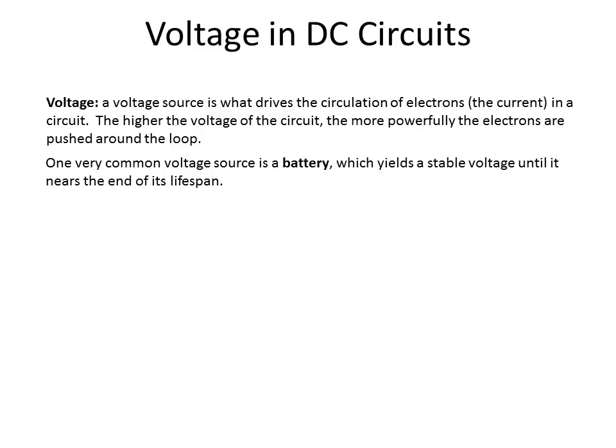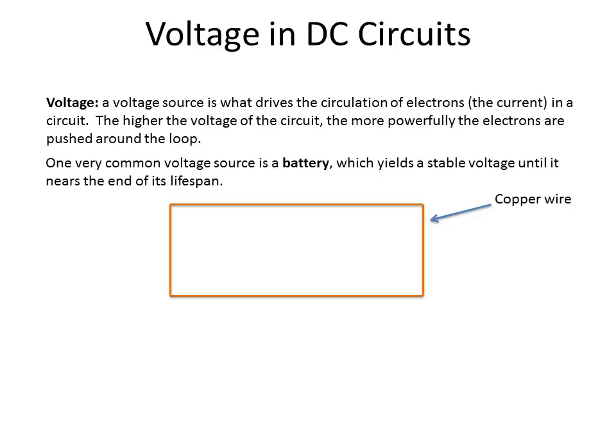Now a battery is a little bit different than a capacitor. Both of them do have the ability to store some charge. However, a battery is a chemical reaction, so it has a little bit of a different characteristic. So you can think of batteries as a voltage source.